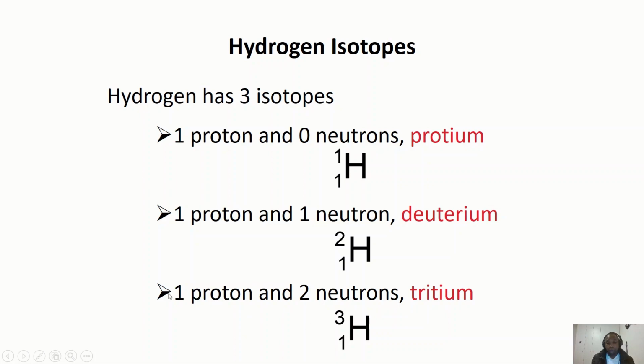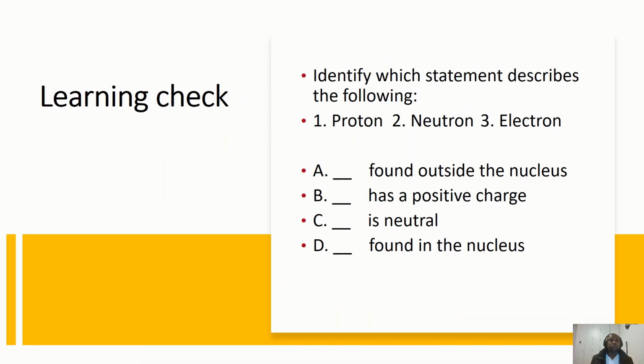The last one has 1 proton and 2 neutrons. That's why it has an atomic mass of 3, and the atomic number remains the same, 1. And the name is tritium.